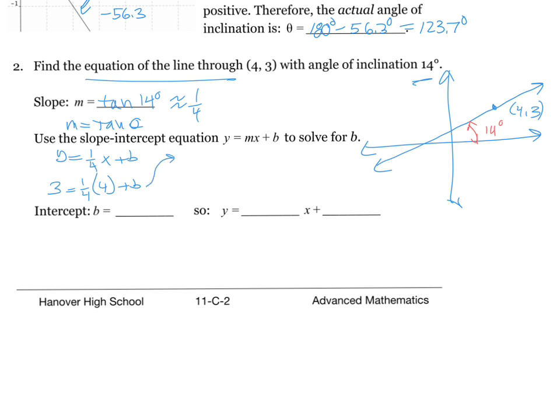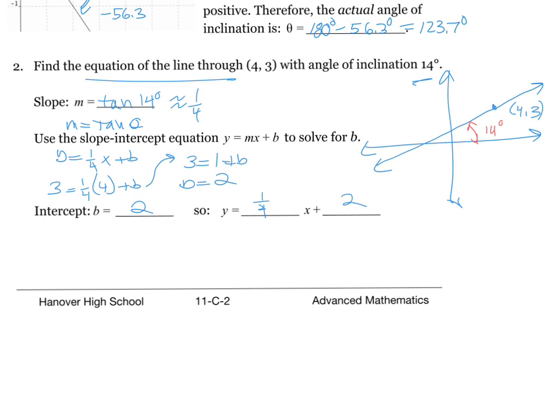So I have 3 equals 1 plus b. Therefore, b equals 2. So the y-intercept is 2, or the b value is 2. So the final equation for the line is going to be y equals 1/4 x plus 2. And there we have it.